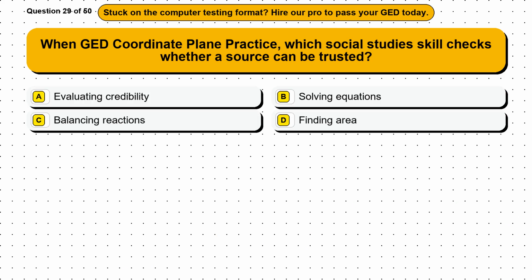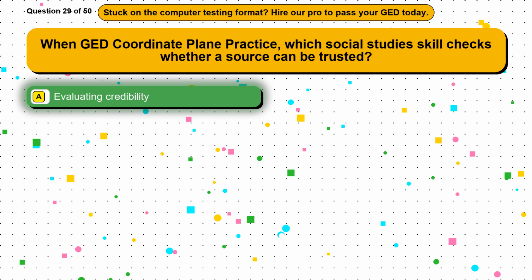Question 29. When GED Coordinate Plane Practice, which social studies skill checks whether a source can be trusted? Option A evaluating credibility. Option B solving equations. Option C balancing reactions. Option D finding area. The correct answer is option A.